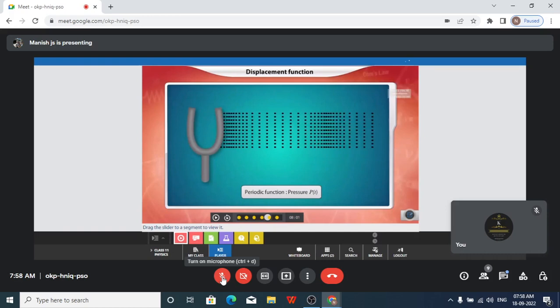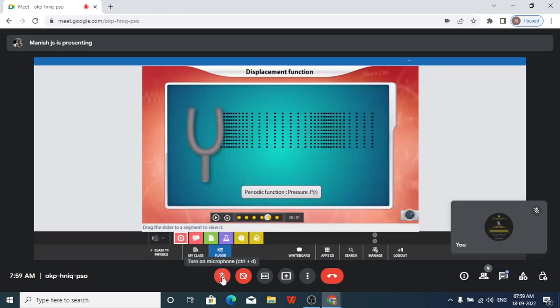Longitudinal wave. Yes, sound is a longitudinal wave. That is why it requires a medium for its propagation. Without a medium, sound cannot propagate. But light is not like that. Light will propagate even in vacuum without any medium. That's a transverse wave. So here you can see how the displacement and the vibrations of the longitudinal wave move. We are able to visualize it.